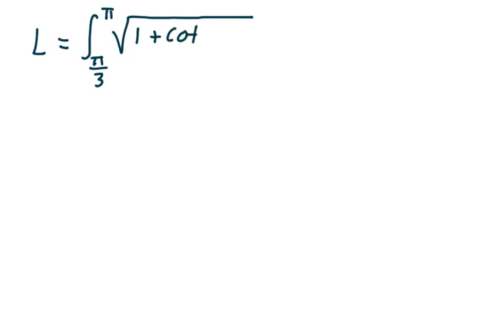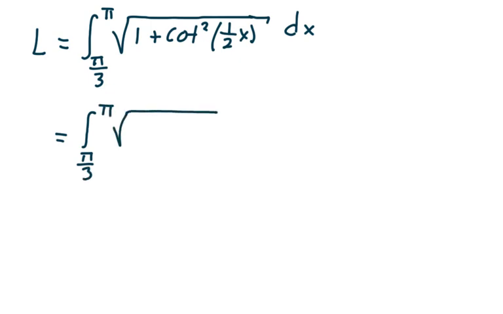So L is the integral from pi over 3 up to pi of the square root of 1 plus cotangent squared of 1/2 x dx. But 1 plus cotangent squared of 1/2 x is cosecant squared of 1/2 x. So this is the integral from pi over 3 up to pi of the square root of cosecant squared of 1/2 x dx.